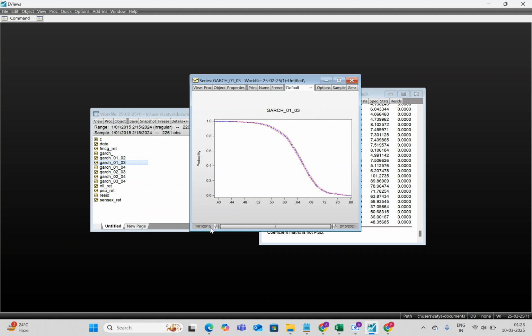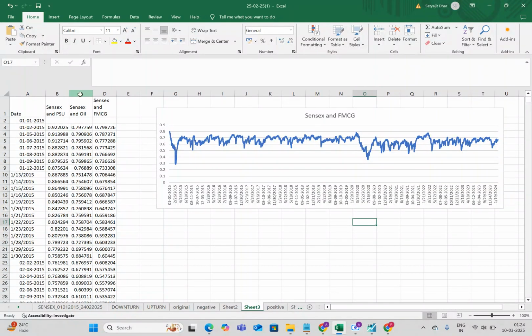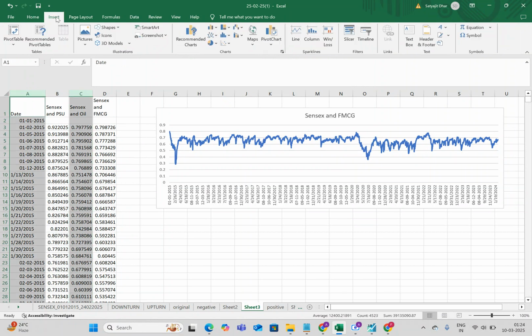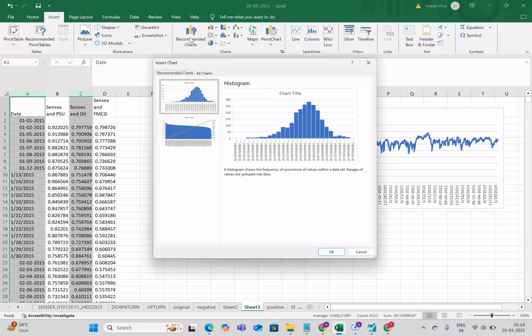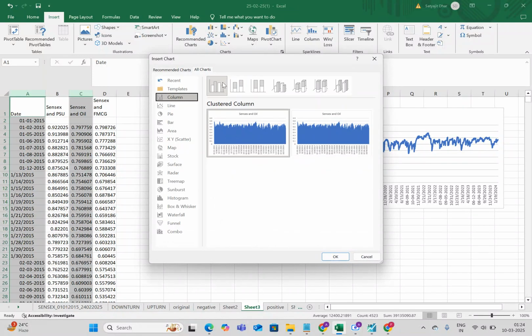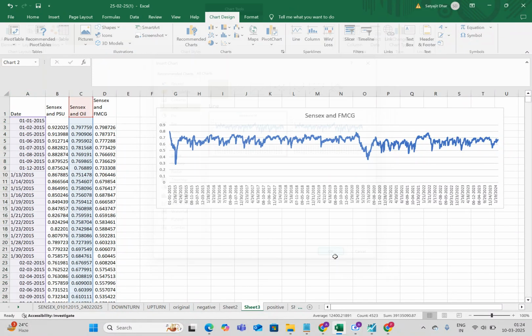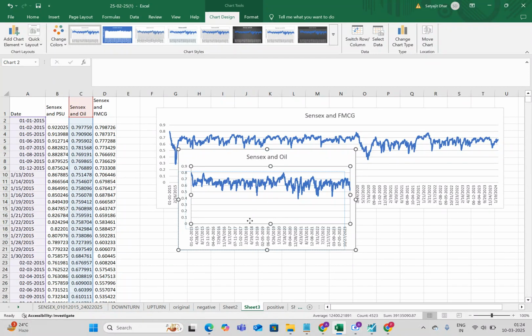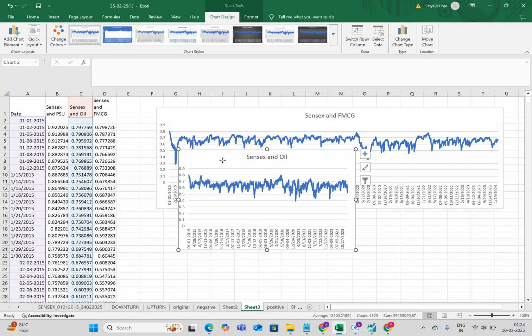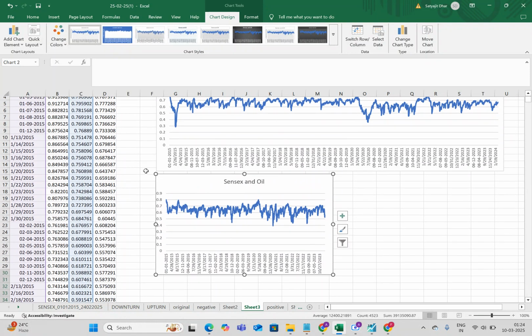Even for the case of 1 and 3, that is Sensex and oil, we can also plot the correlation here. You'll have to choose this, and then we go to Insert and Charts. Sorry.